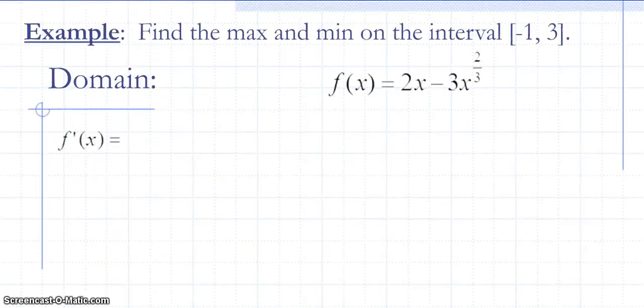Next one. Same thing, I want you to find the absolute maximum and minimum on the interval -1 to 3 for the function f of x equals 2x minus 3x to the 2/3. Pause the video, unpause when you're ready to check your work.